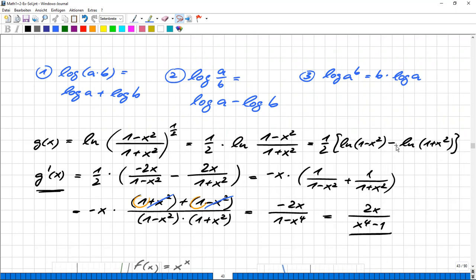Next step, minus, and the same procedure again. I take the outer derivative: the derivative of the natural logarithm, ln, equals the reciprocal of its argument. So I get the reciprocal of 1 plus x squared. And then I have to take the inner derivative again due to the chain rule. 1 goes away, 1 disappears, and the x squared gets differentiated to be 2x.